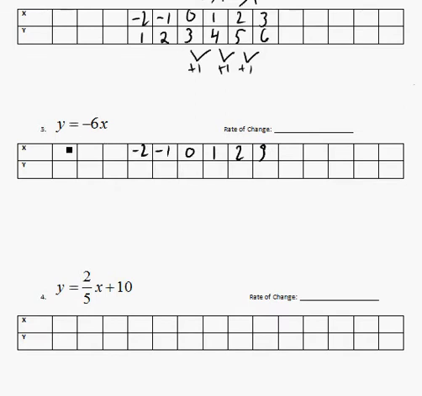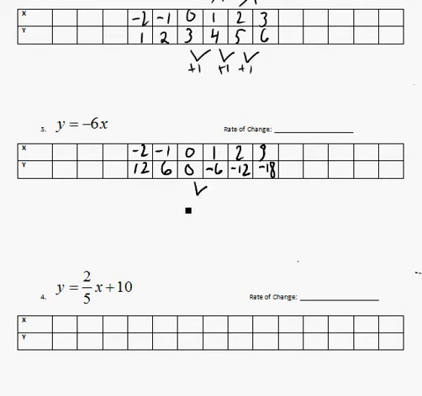So, when x is 0, y would be negative 6 times 0, which is 0. When x is 1, y would be negative 6 times 1, which is negative 6. When x is 2, y would be negative 12. And when x is 3, y would be negative 18. When x is negative 1, y would be negative 6 times negative 1, which is positive 6. And when x is negative 2, y would be negative 6 times negative 2, which is positive 12.